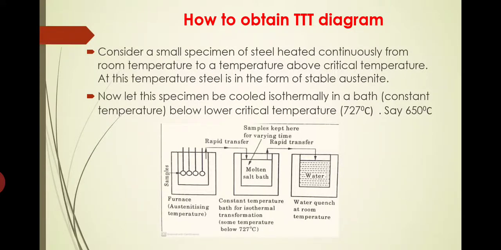Okay, so now we will discuss how to obtain the TTT diagram. Consider a small specimen of steel heated continuously from room temperature to a temperature above the critical temperature. At this temperature, steel is in the form of stable austenite. I have already told, above the critical temperature, steel will have the stable structure, that is what is known as austenite. Now let this specimen be cooled isothermally in a bath.